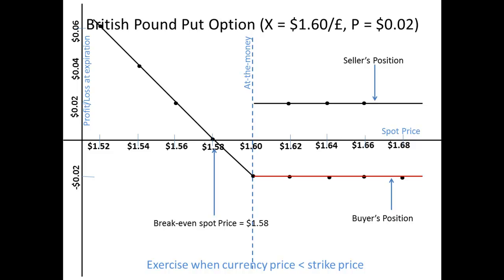The seller's position is exactly opposite of the buyer's position. The seller loses money when the buyer is making money, and vice versa. What about the spot price of 159? Should the buyer exercise the option? The answer is yes, because the loss will be cut from 2 cents to 1 cent.